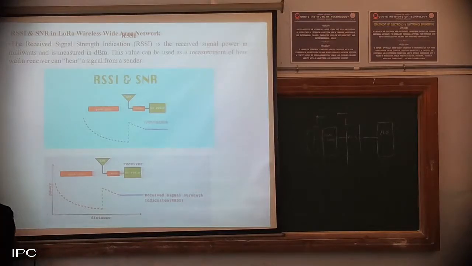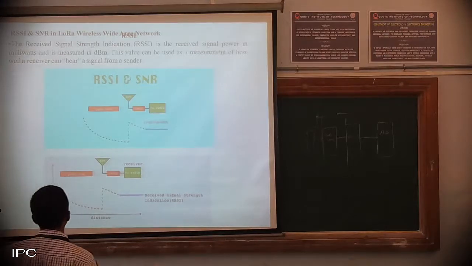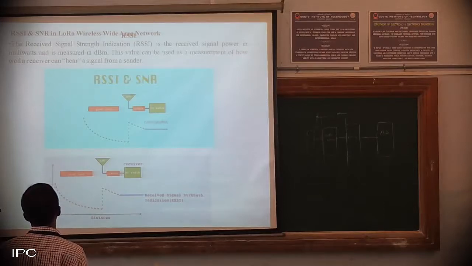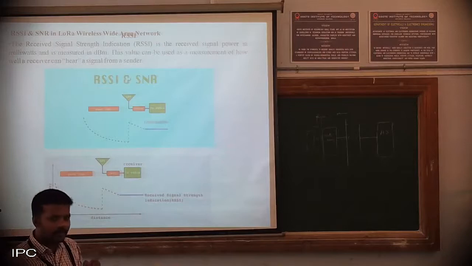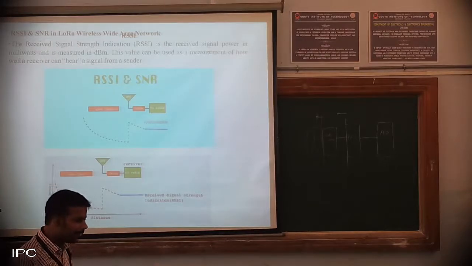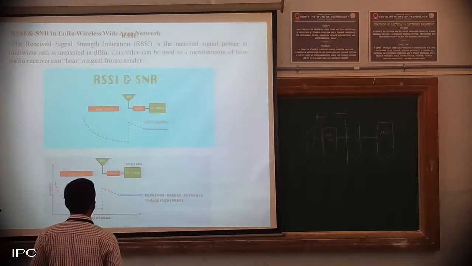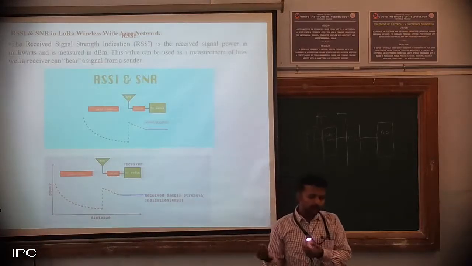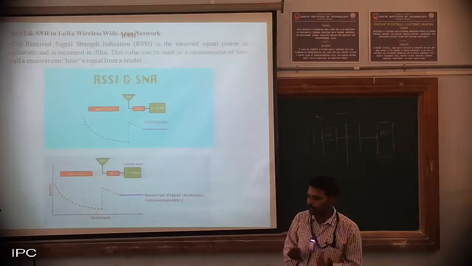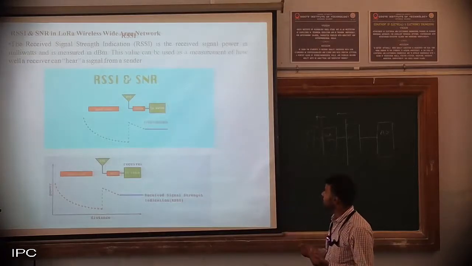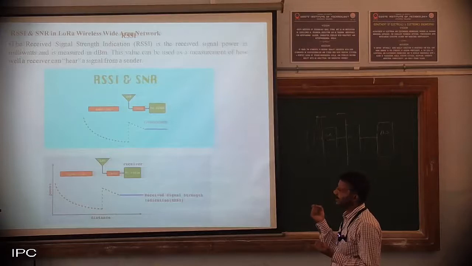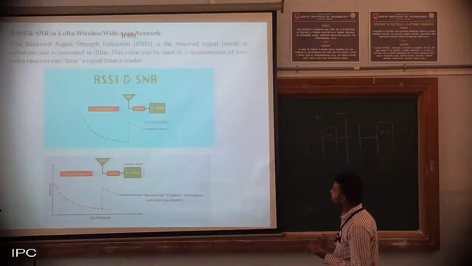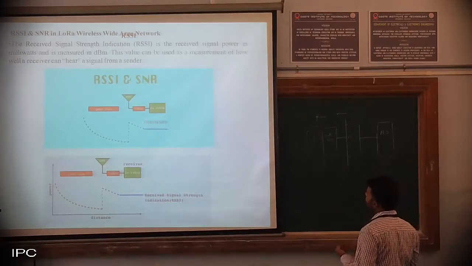And then coming to this RSSI and SNR. So what does RSSI mean? That is the received signal strength indication. So received signal means whatever signal we are going to receive at the network server, from the end device, and from the end device to the gateway to the network server. So that signal strength indication we call the received signal strength indication.